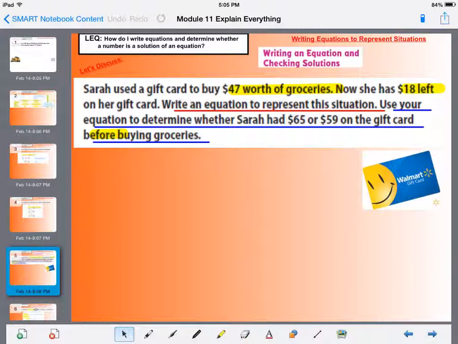This slide allowed us to practice writing an equation and checking its solutions. So in this example, Sarah used a gift card to buy $47 worth of groceries. Now she has $18 left on her gift card. We need to write an equation to represent the situation, and then use our equation to determine whether Sarah had $65 or $59 on the gift card before buying the groceries.